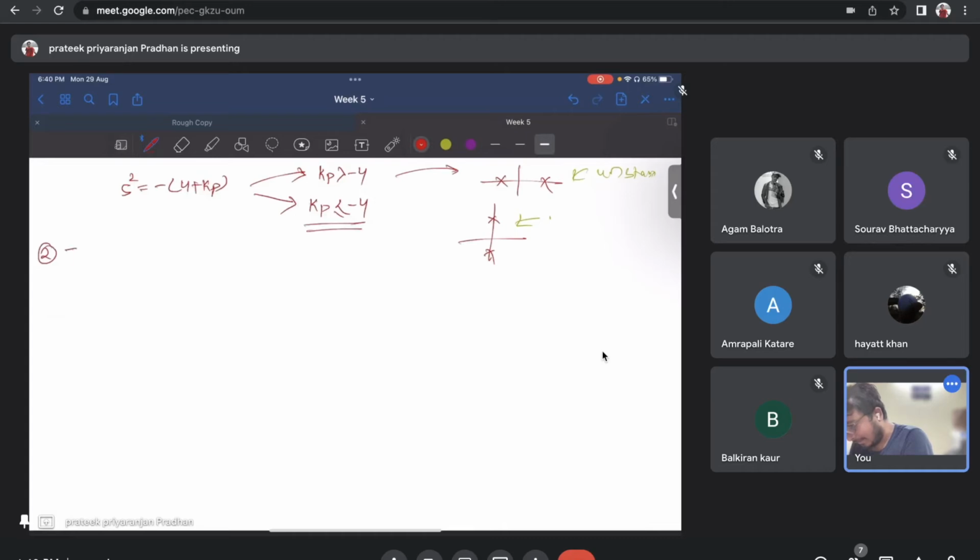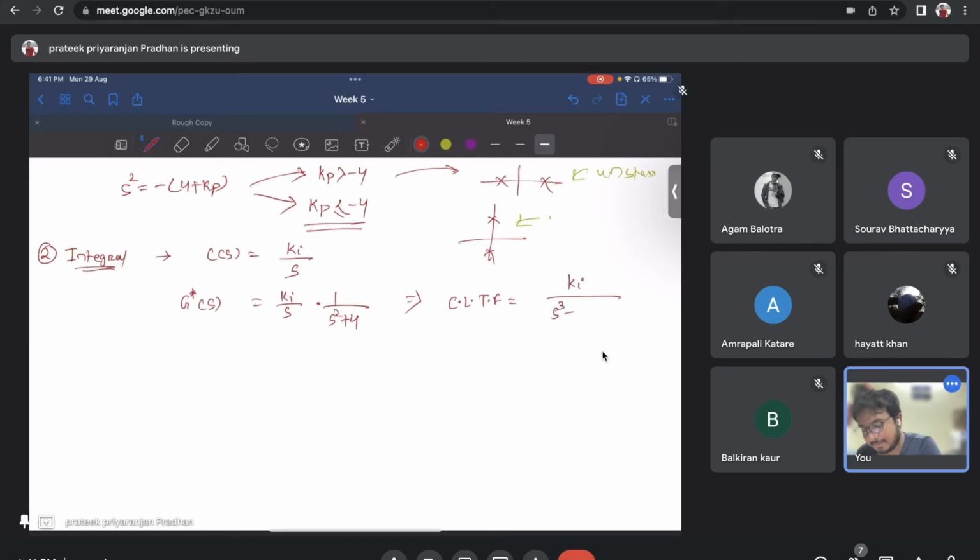So let's try for pure I. The second is integral. The C of S will be Ki divided by S. So G star of S will be Ki divided by S into 1 by S square plus 4. That means my closed loop transfer function will be Ki divided by S cube plus 4S plus Ki. Okay. So now tell me whether this is stable or not. Just by looking at it, can somebody conclude it?